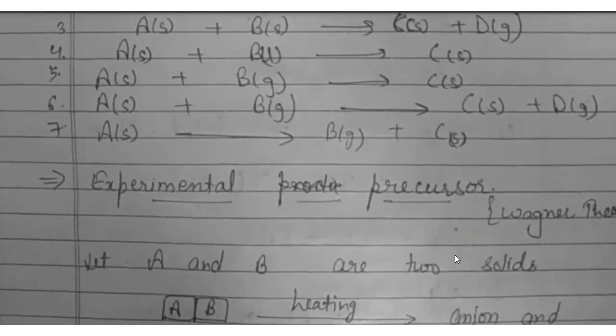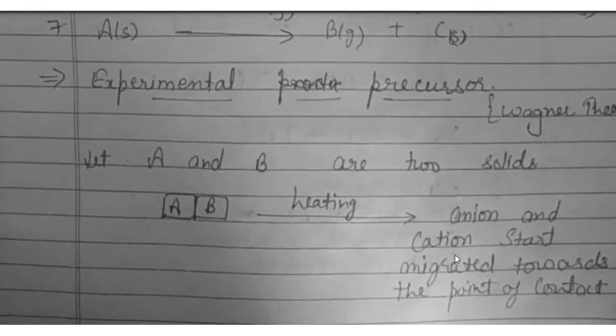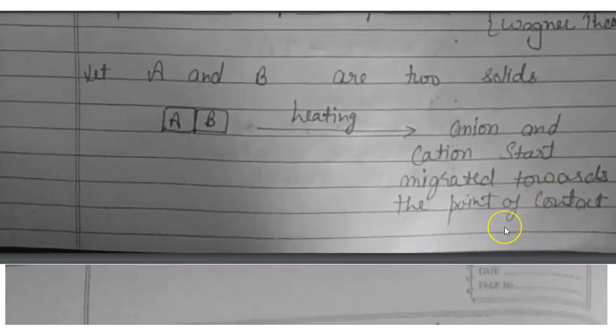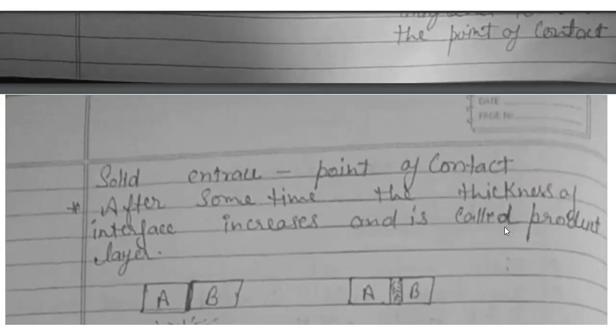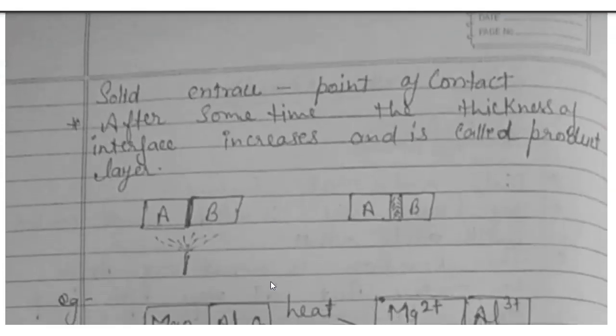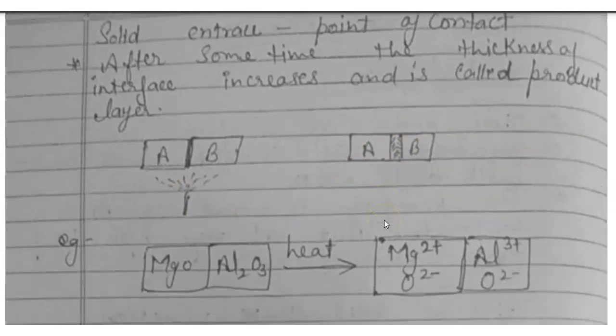Experimental precursor, in which we use Wagner theory. Let A and B be two solids like this. When heated, anions and cations start to migrate towards the point of contact. After some time, the thickness of the interface increases and is called the product layer. After heating, this layer is produced.